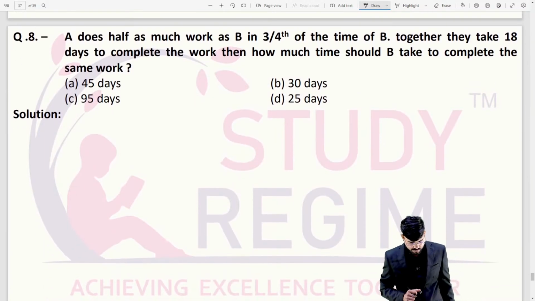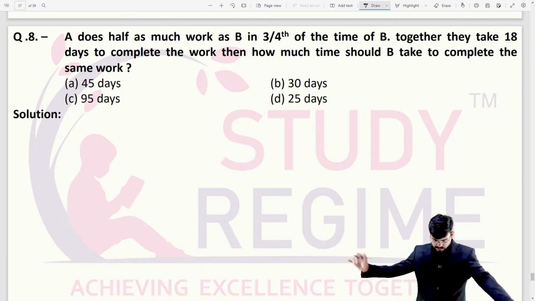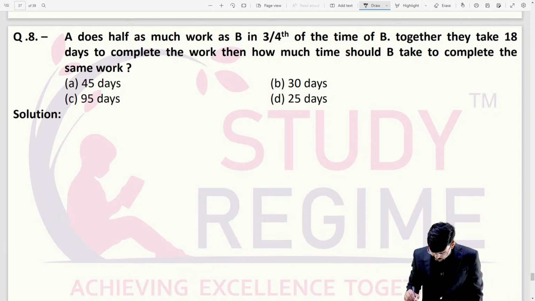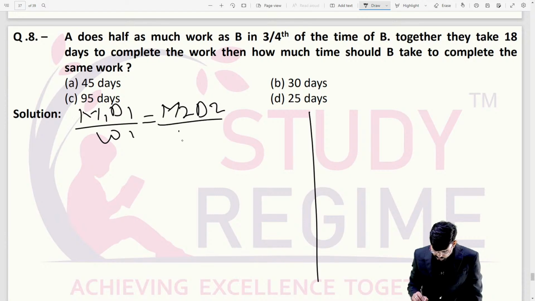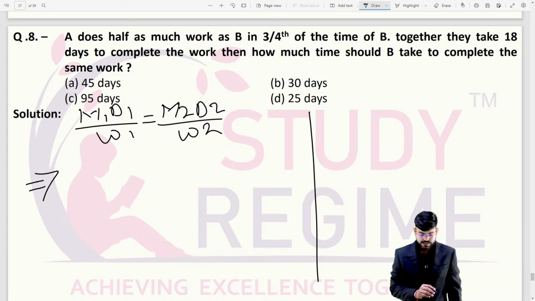Okay. Let's start with this. This is a very good question. I have earlier told you the formula. We will directly apply this: M1 D1 upon W1 is equal to M2 D2 upon W2. Okay, let's read the question.